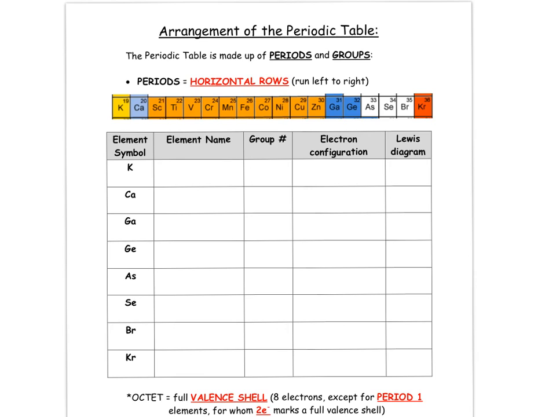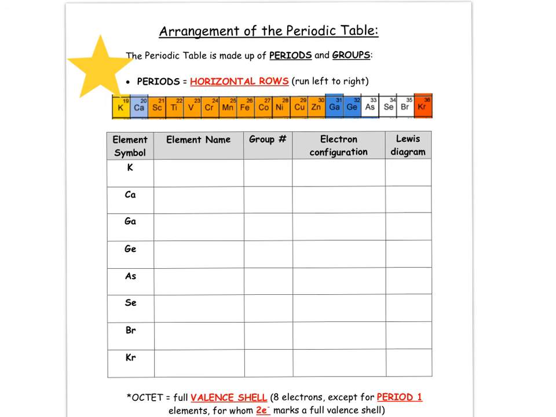Alright, so let's look at the arrangement of the periodic table in terms of periods. If you do not have this already written in your notes, I'm going to make this yellow. I like this whole star thing. Woohoo! I want you to write it in your notes right there. Periods are horizontal rows and they run from left to right.